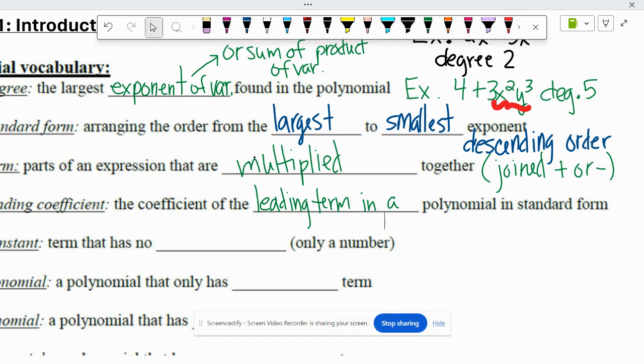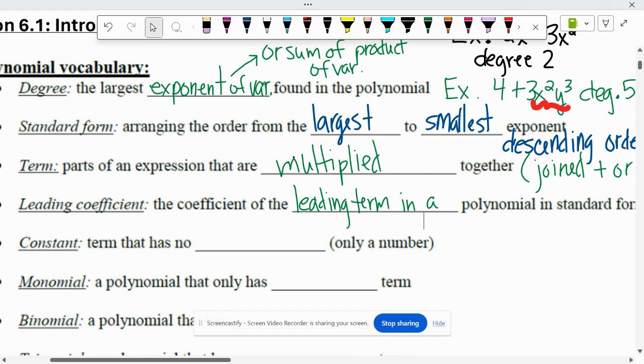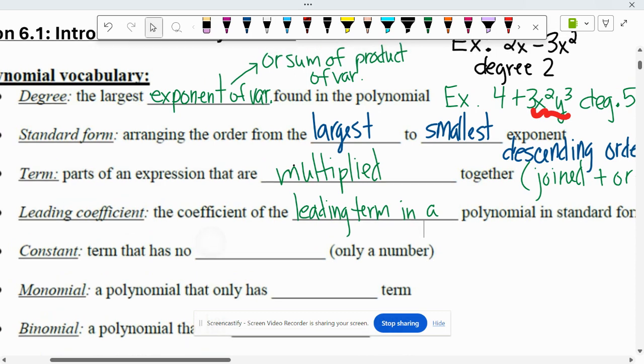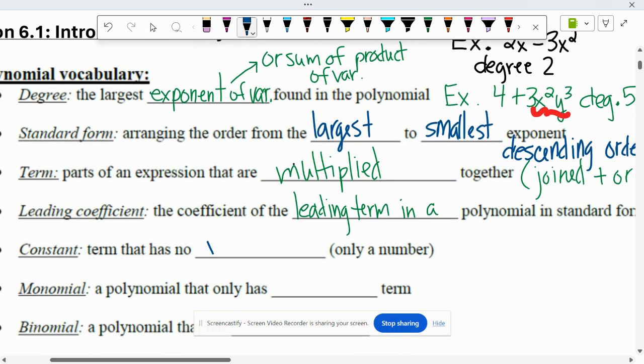Our next word is constant. A constant is a term that has no variable. It is just a number. It's only a number, just a number all by itself.